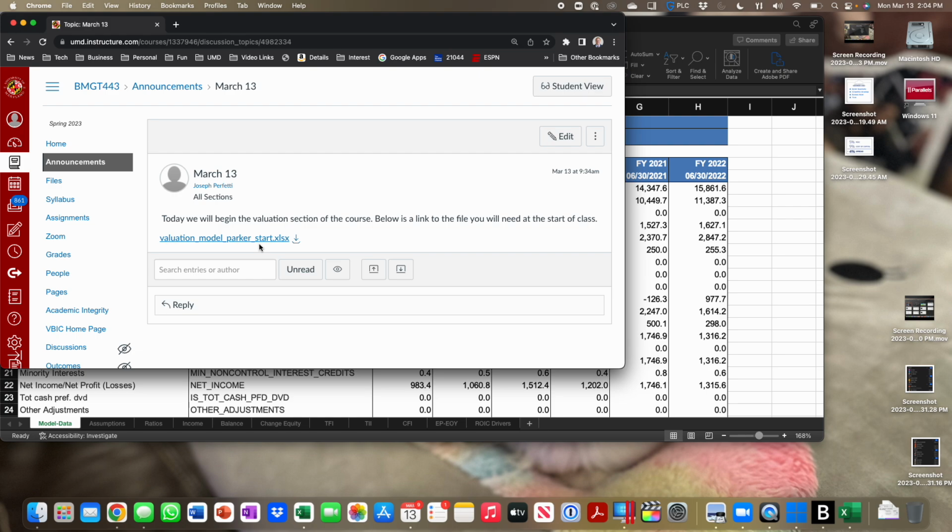And as a reminder, Wednesday is your second group project presentations. Similar format to the first group project. It's 10% of your semester grade, 10 minutes per team. All the teams will present. You'll be presenting the ROIC tree and CFI for Parker and one of its peers.